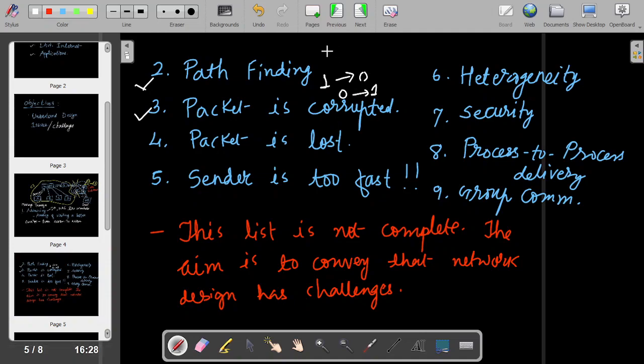Suppose your packet contains this bit pattern. In practice the packet is of larger size, but we say that this bit pattern is our packet. If the packet is corrupted, it may happen that the sender transmits this packet, but when it reaches the receiver, it becomes like this. As you can see here, the first two bits were 1 0, but they have reached as 0 1. So corruption means that one or more bits are flipped.